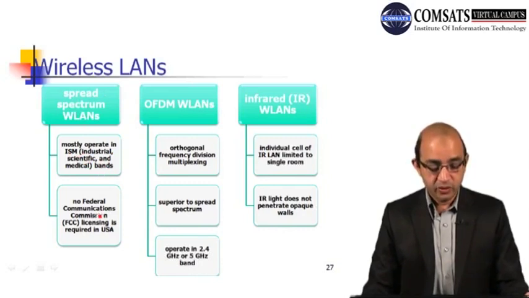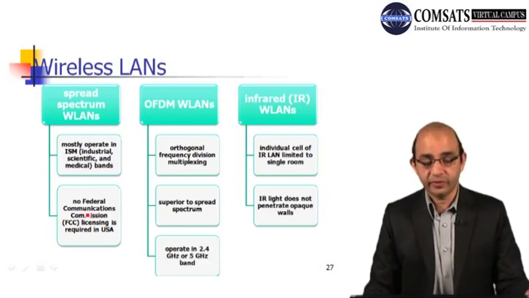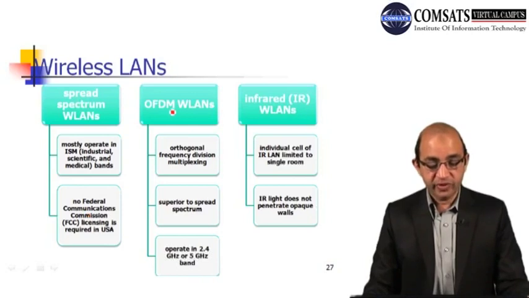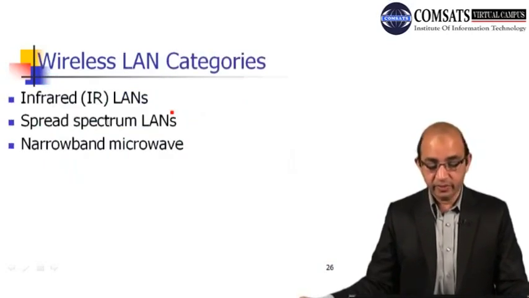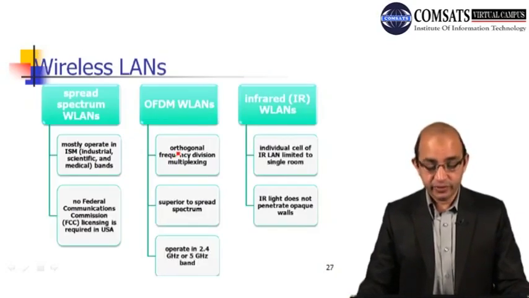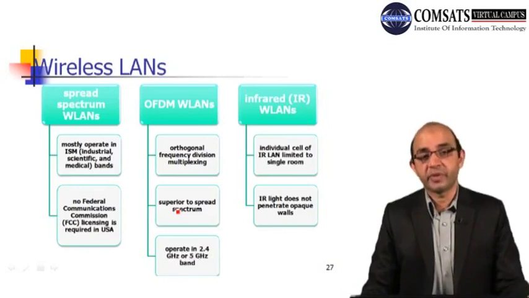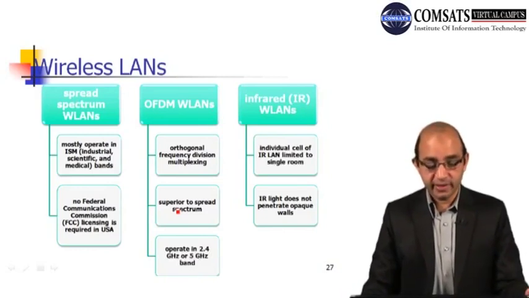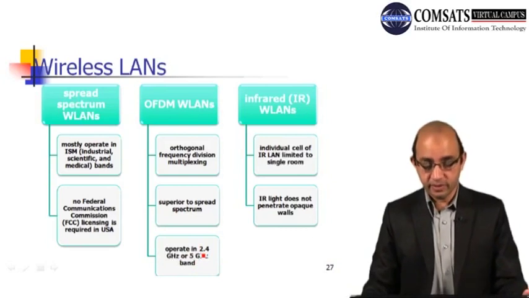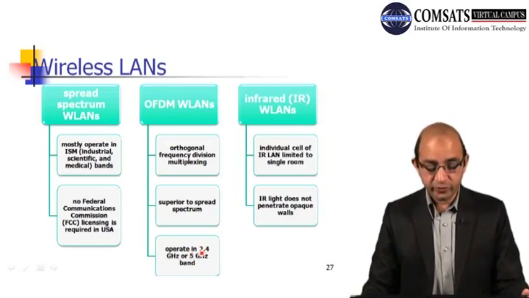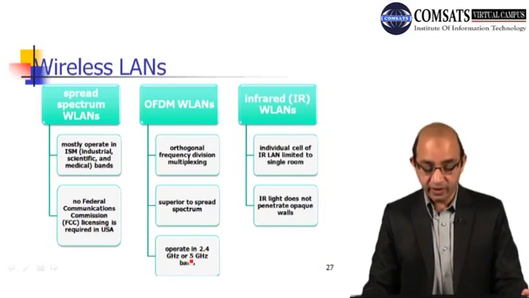band, the ISM band. No Federal Communications Commission licensing. So if we talk about USA, we don't have to pay for the frequency. If we talk about OFDM, that falls in narrowband microwave. They use orthogonal frequency division multiplexing, these narrowband microwaves, and they are superior to spread spectrum, right? So they perform better as opposed to spread spectrum. So the frequency range started from 2.4 gigahertz and it goes up to 5 gigahertz, right?